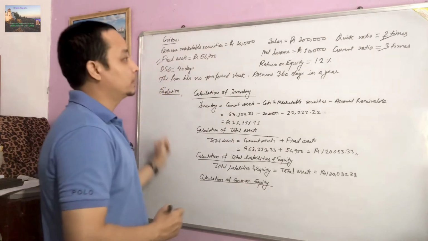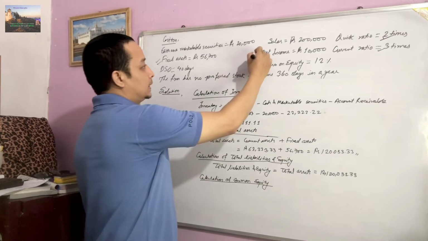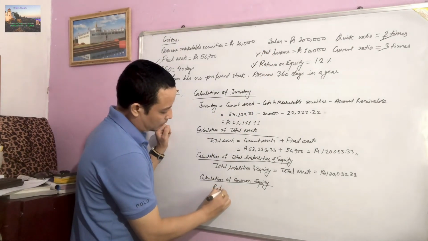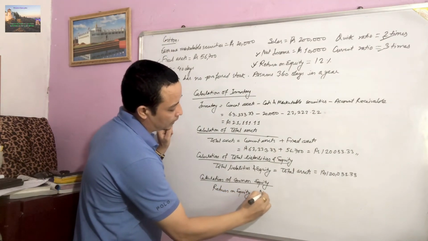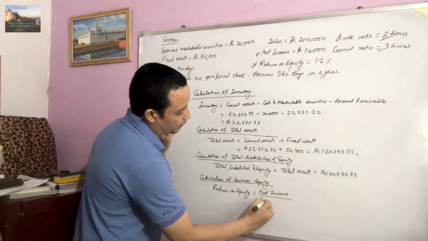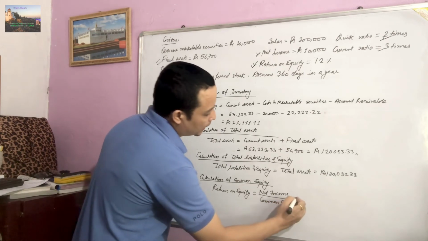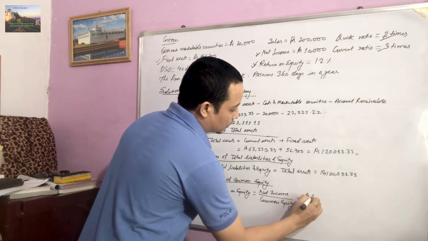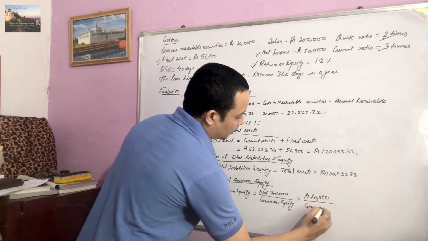For calculation of common equity, return on equity is given here, and also net income is given here. So here return on equity equal to net income upon common equity. Net income upon common equity. So net income is rupees 10,000, and here common equity again the same.